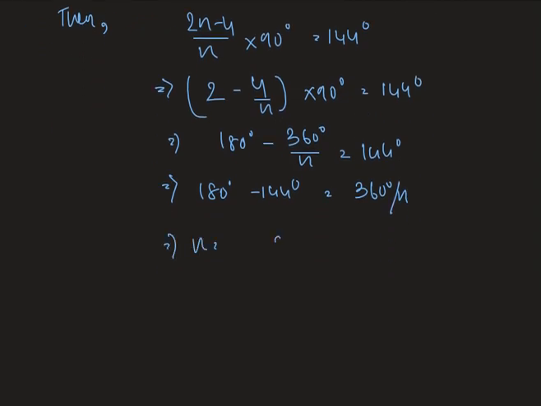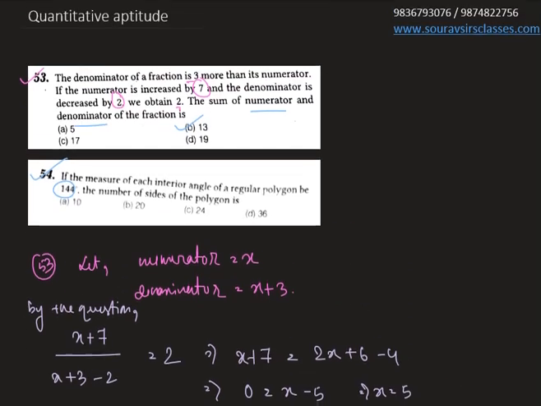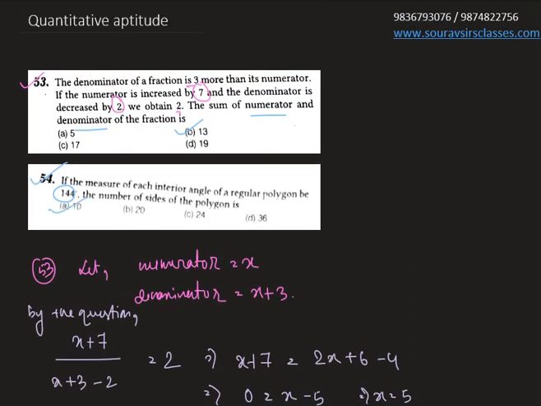Now n is equal to 360 degree divided by 36 degree, hence the value of n is 10. Hence option A is the right answer. So we have successfully solved 2 questions, and that's all for today.